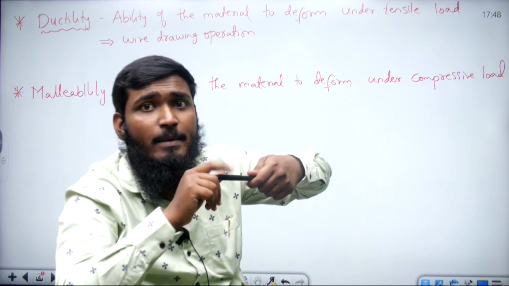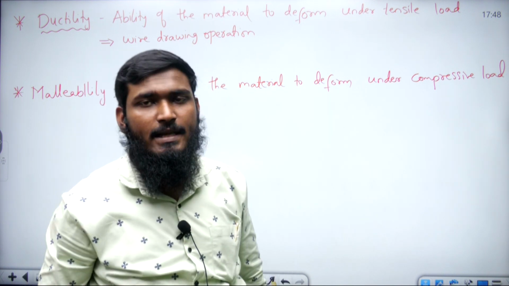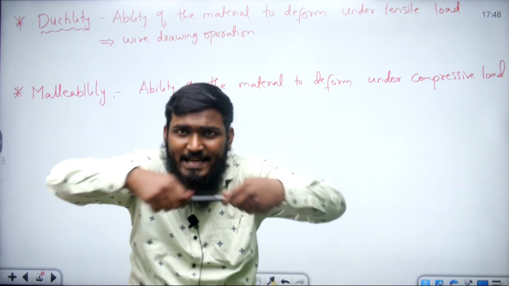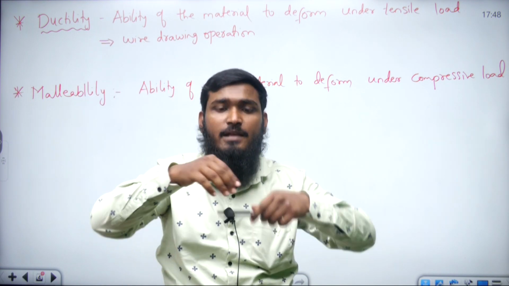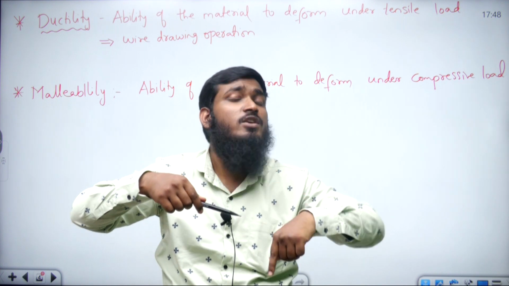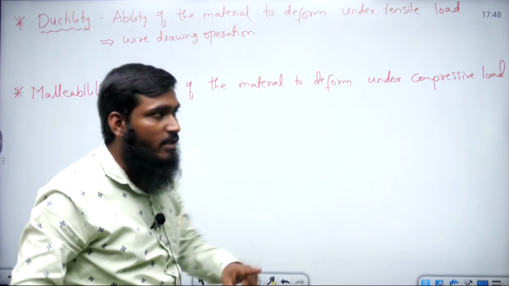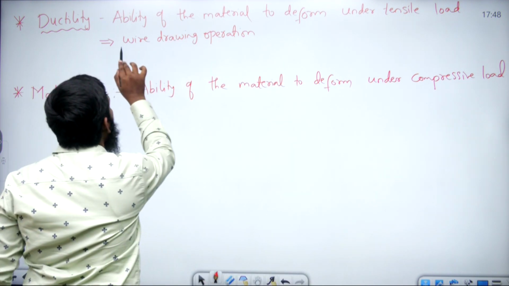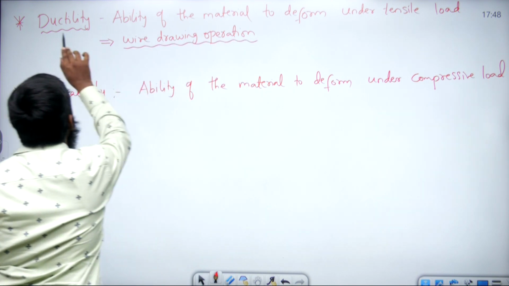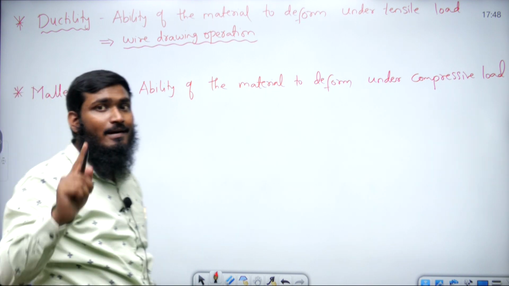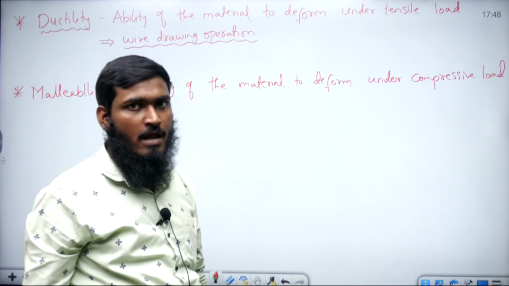What is happening to the diameter? Diameter is decreasing. So whenever there is an increase in the length of the body and a decrease in the diameter, it will be in the shape of wires. So that's why we are writing wire drawing operation: we are making the wires with the help of which property? Ductility. Okay, so that's why we have written this part.